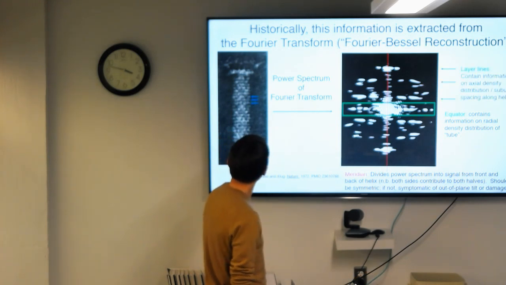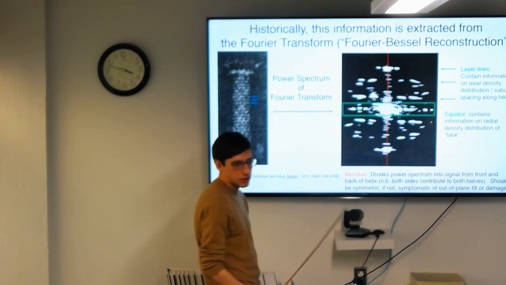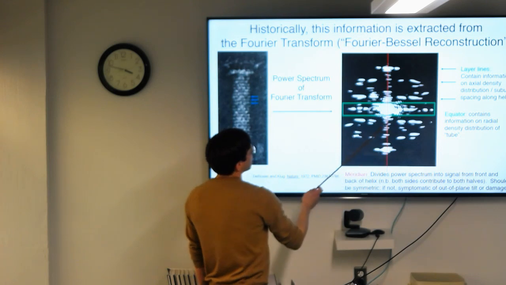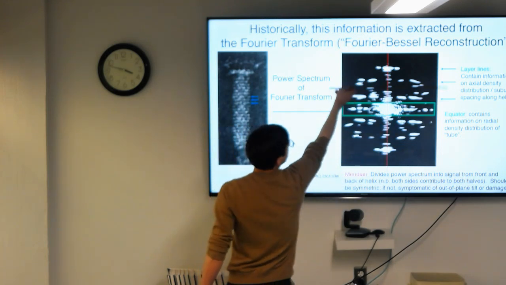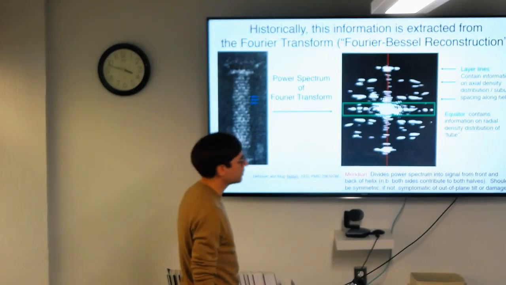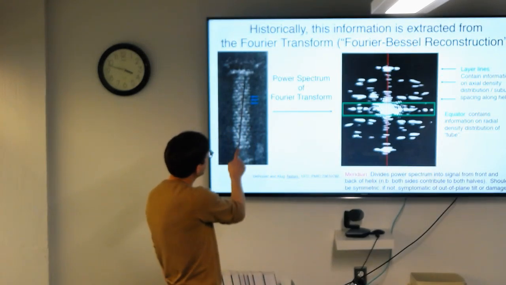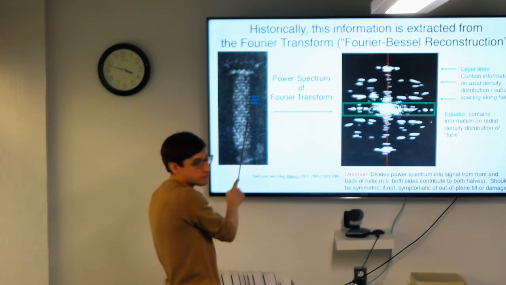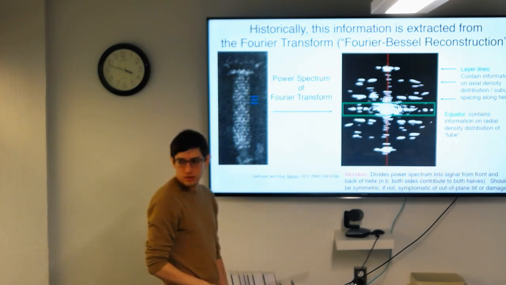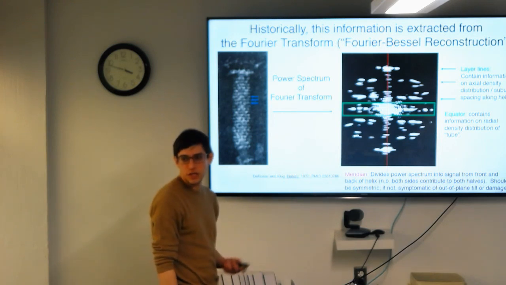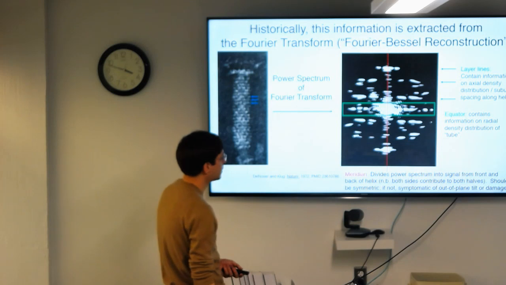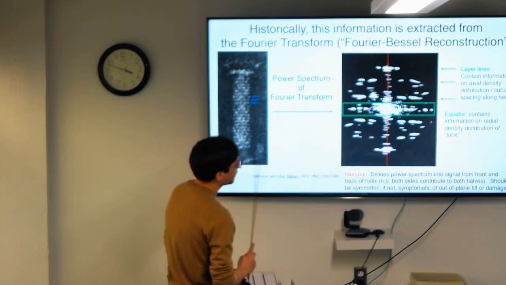Finally, and most characteristically, you have what are called layer lines, which are these lines that are above the equator in both directions. And that is actually telling you about the axial density distribution or the subunit spacing along the length of the helix. So some of you may have seen the famous diffraction pattern of DNA, and you saw that cross pattern. So that is the characteristic pattern of helical layer lines.